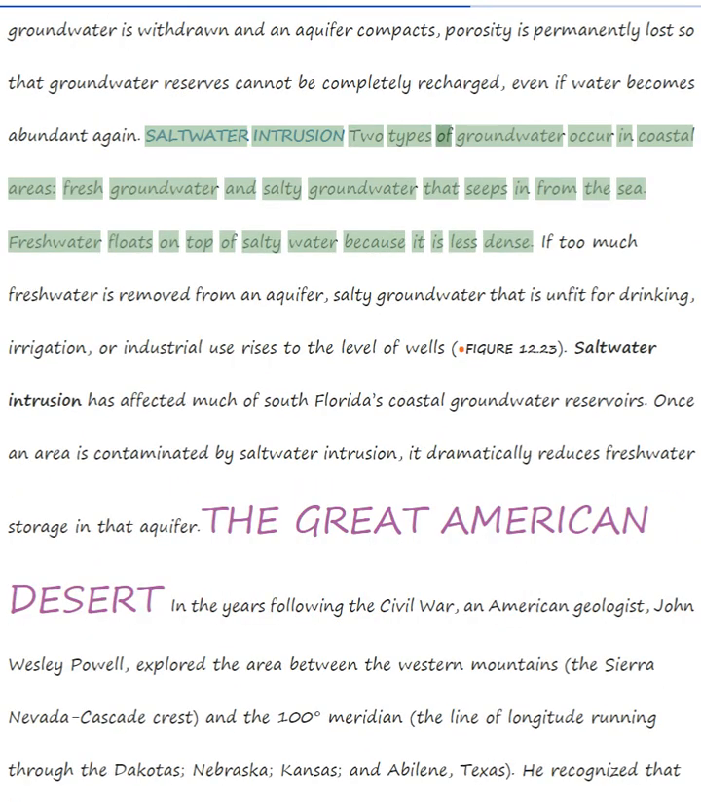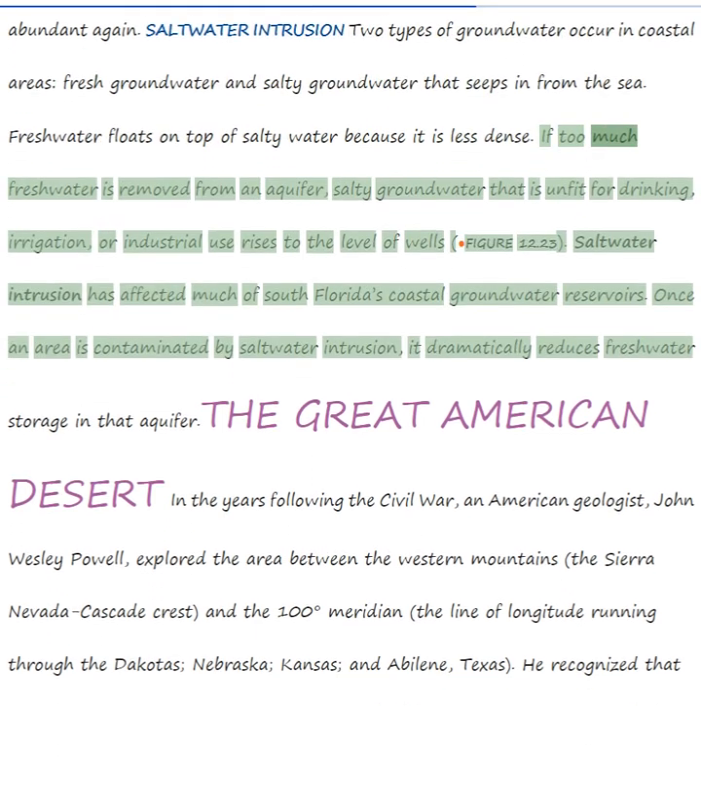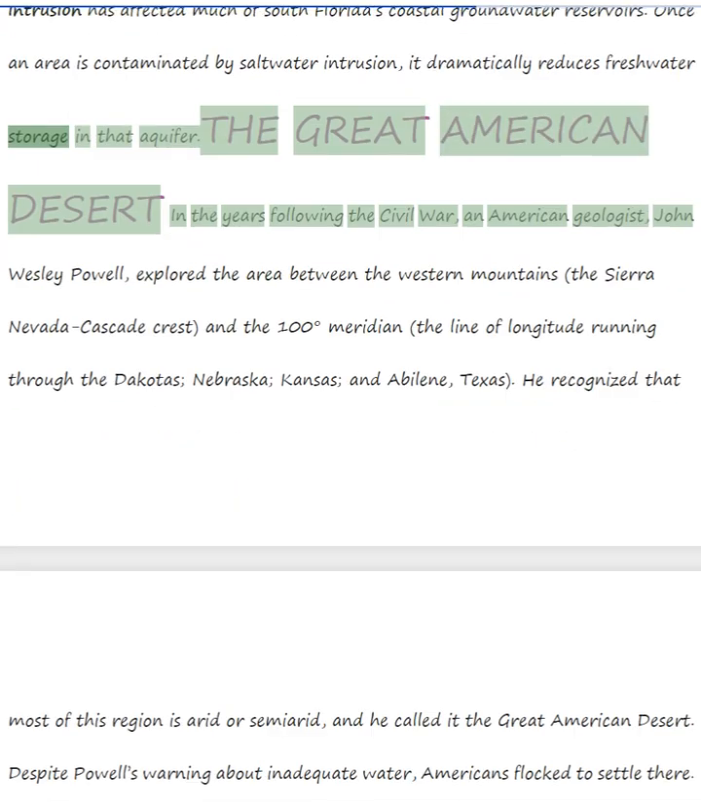Saltwater intrusion. Two types of groundwater occur in coastal areas: fresh groundwater and salty groundwater that seeps in from the sea. Freshwater floats on top of salty water because it is less dense. If too much freshwater is removed from an aquifer, salty groundwater that is unfit for drinking, irrigation, or industrial use rises to the level of wells. Saltwater intrusion has affected much of South Florida's coastal groundwater reservoirs. Once an area is contaminated by saltwater intrusion, it dramatically reduces freshwater storage in that aquifer.